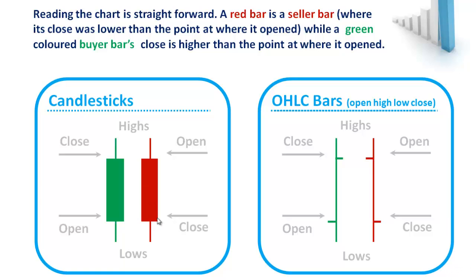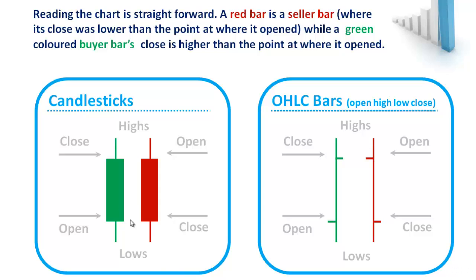And essentially, to quantify a buyer bar, it is classified as a buyer bar if the close of it is at a higher price than where it has opened. And suffice to say, to quantify a seller bar, it's only a seller bar if it closes at a lower price to where it opened.